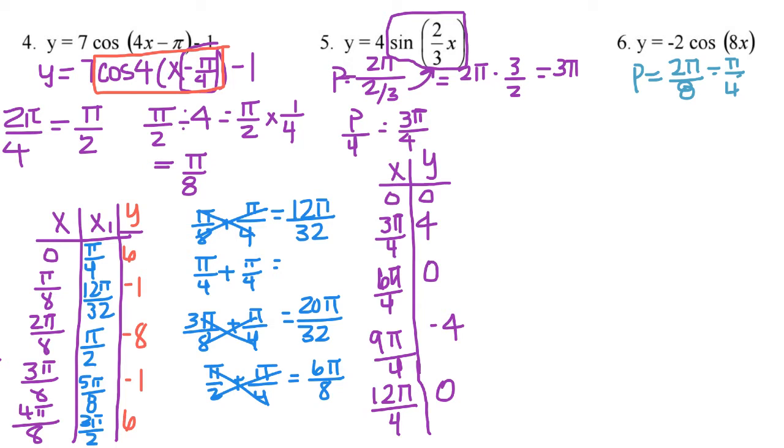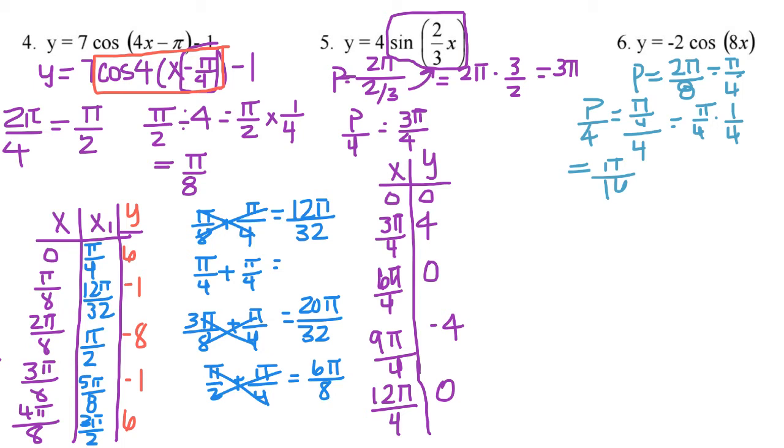Okay, and then we do need to take our period, divide it by 4. So we're going to get pi over 4, and then we're going to divide that by another 4, which is going to give us pi over 4 times 1/4. And so that should end up giving us pi over 16. So we will be going up by pi over 16 each time.